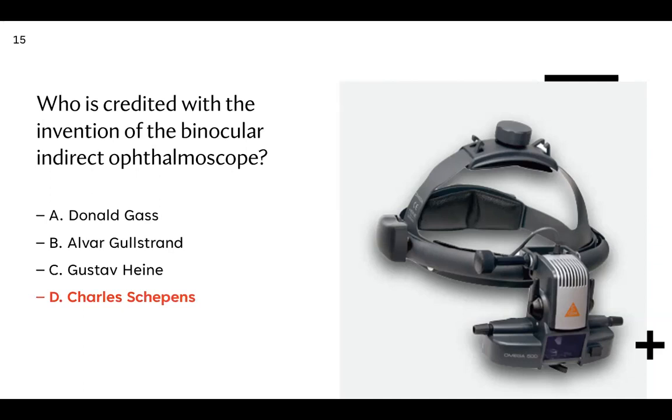The right answer is, of course, Charles Schepens. Donald Gass is known as the father of modern vitreoretinal surgery, given that he's written an atlas and also gave the classification of macular holes. Alvar Gullstrand invented the slit lamp. And Gustav Hein is a name I just came up with because there's a Heine indirect ophthalmoscope here.